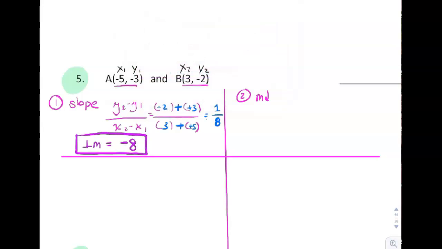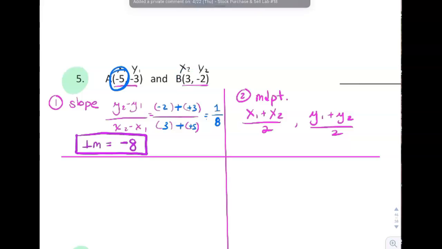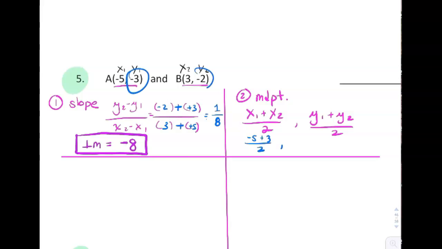we need to find the midpoint. Because bisector, in perpendicular bisector, really it means midpoint. A bisector goes through the midpoint. So the midpoint formula is add up the 2 x's and divide by 2, and add up the 2 y's and divide by 2. So if I add up my 2 x's, I get negative 5 plus 3 divided by 2. If I add up my 2 y's, I have negative 3 plus negative 2 over 2.